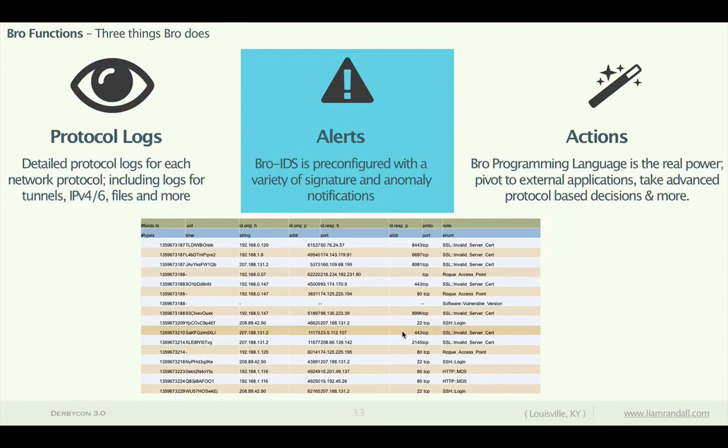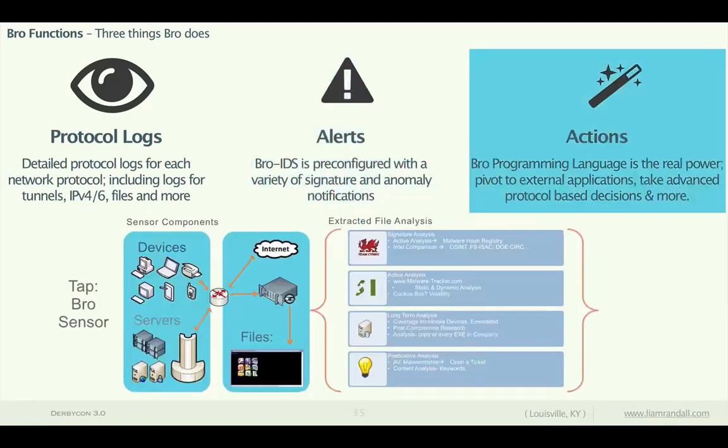Bro IDS comes pre-configured with a variety of signatures and anomaly notifications, and we can look into more on that later. And then there's the most exciting part about Bro, which is that programming language. This is that real power that lets you take all the things that Bro has access to and pivot. So what we're going to do is look at using these hybrid anomaly and signature based detection systems to look at what's going on the network.